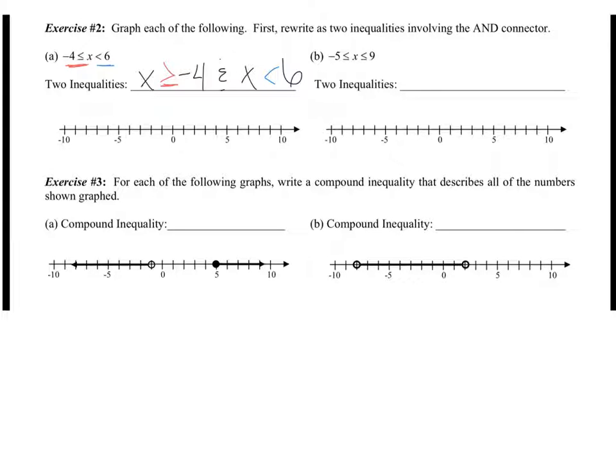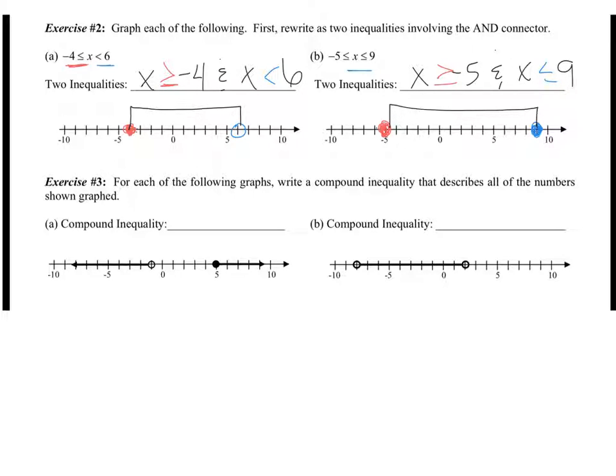So x is more than or equal to -4, so it's a closed circle. X is less than 6, so it's an open circle, and you graph everything between the two. Next one, x and -5, and x and 9. Remember that this one does not change direction, but the other one flips; the inequality stays the way it was originally written. So we have -5, it's "or equal to," so it's a closed circle. And we have 9, it's "or equal to," so it's a closed circle. Remember, x is in between the two, so it's everything in between.